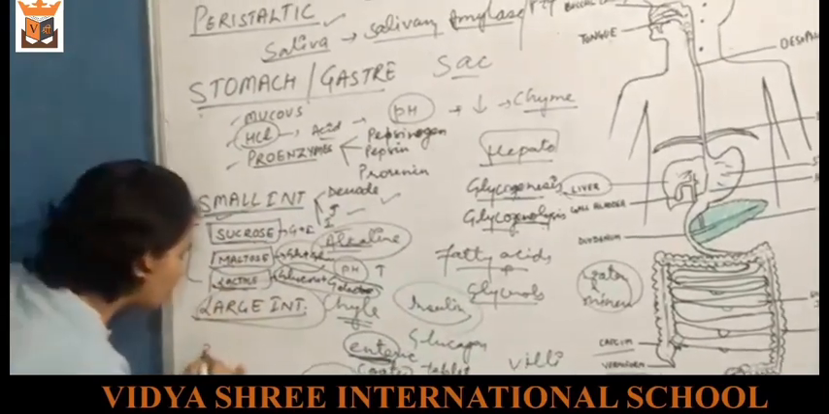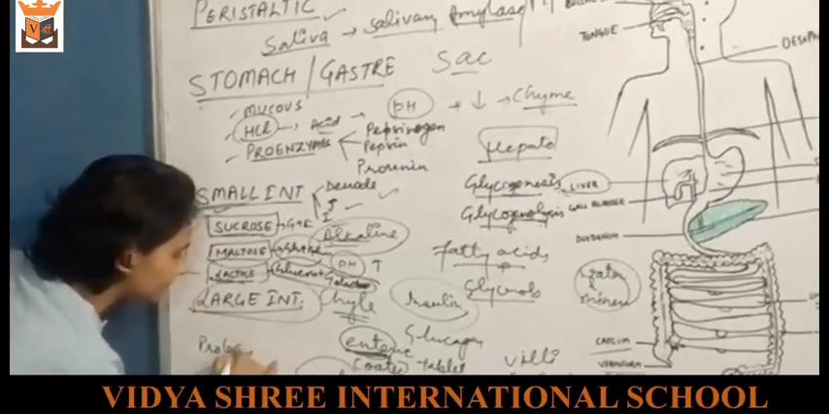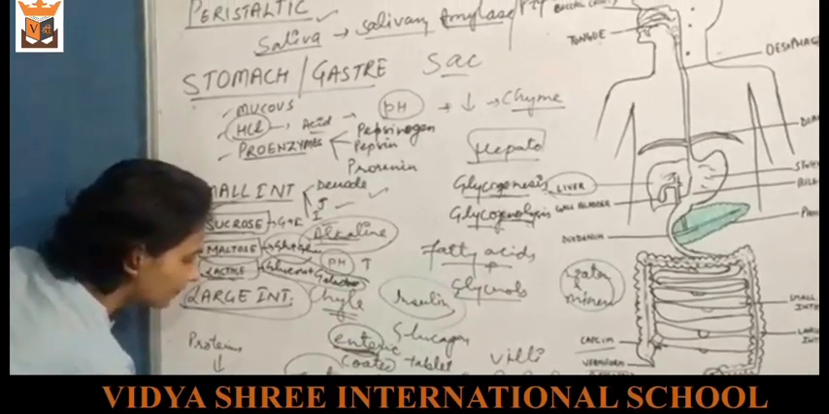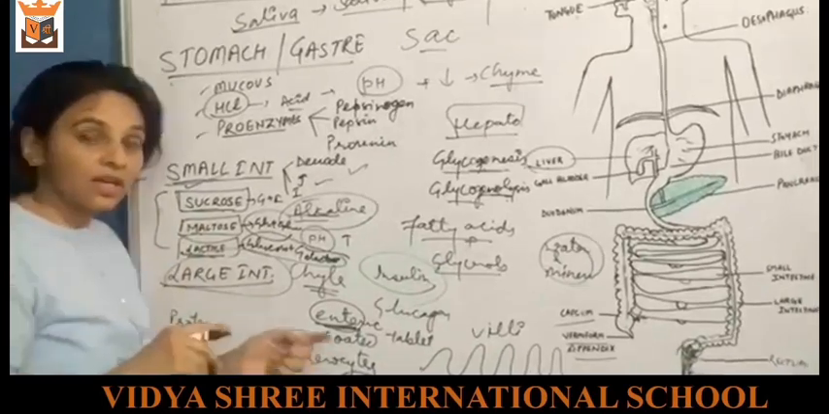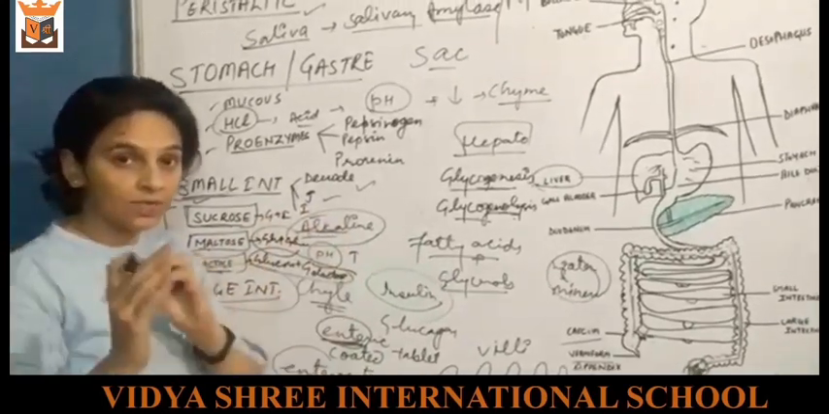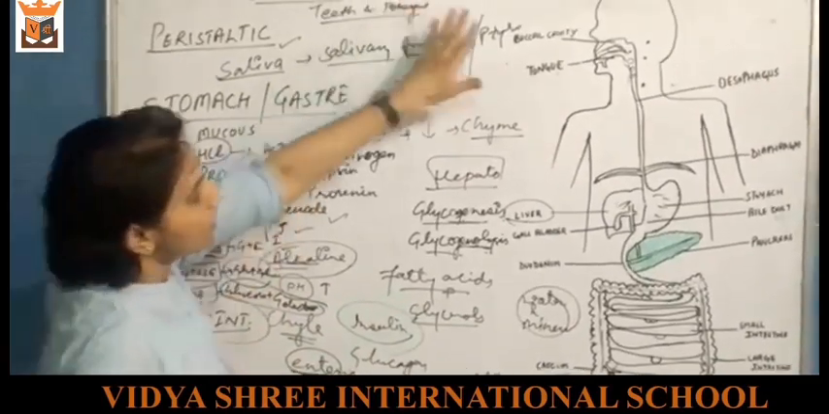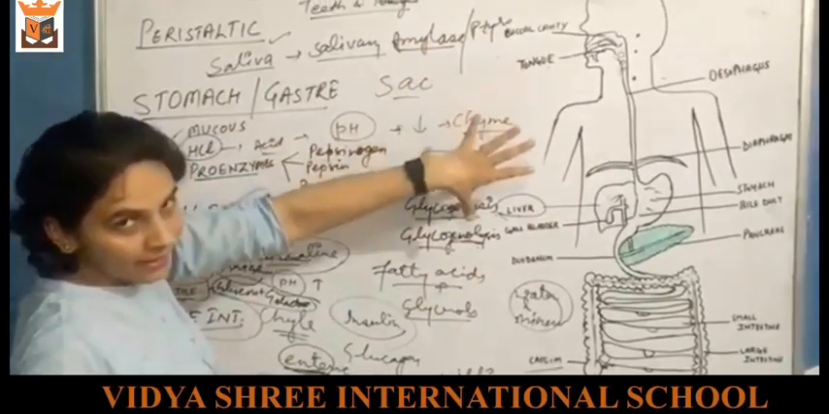But if I talk about proteins, proteins get converted into amino acids, which you have already read are of 2 types, essential or non-essential. So this is all about the alimentary canal.